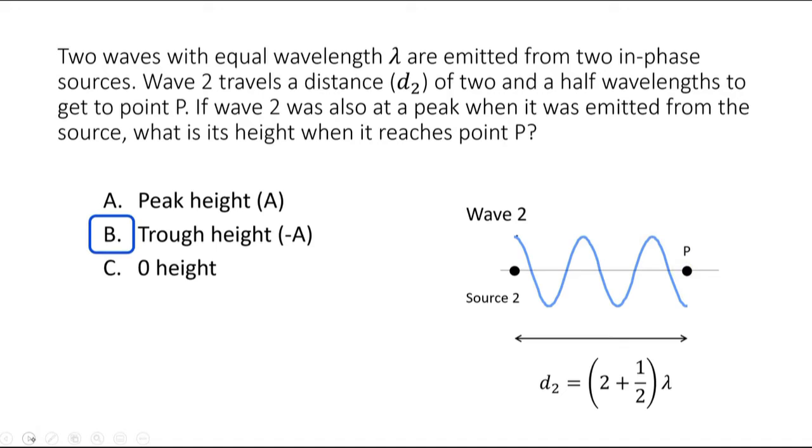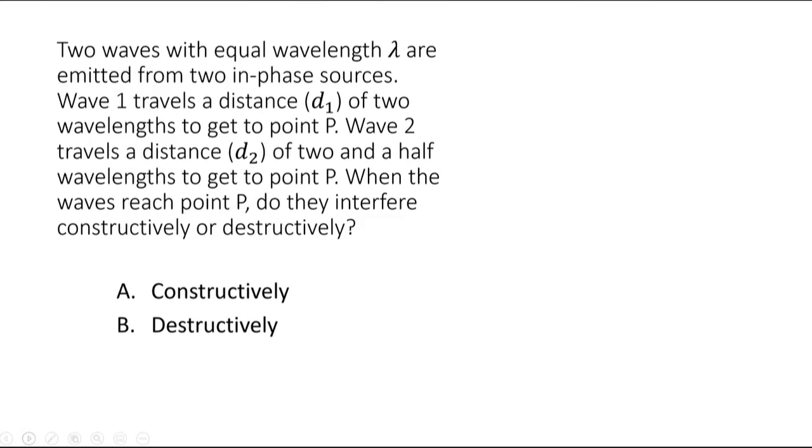When this wave gets to point P, it's going to be at a trough, or in other words, it's going to be at a height of negative A, negative the amplitude of the wave. Okay, and then here's our end goal for this question: to think about when these two waves reach point P, will they interfere constructively or destructively?